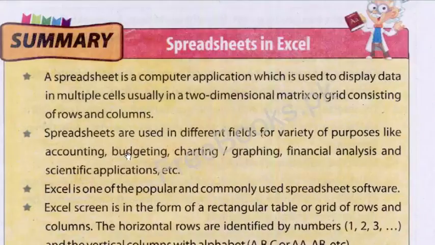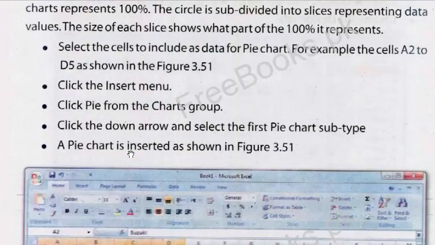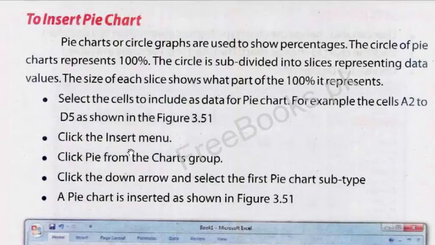Next is the pie chart, and with that our unit will be wound up. Pie charts are circle graphs used to show percentages. The circle of a pie chart represents 100%. The circle is subdivided into slices representing data values. The size of each slice shows what part of the 100% is represented.